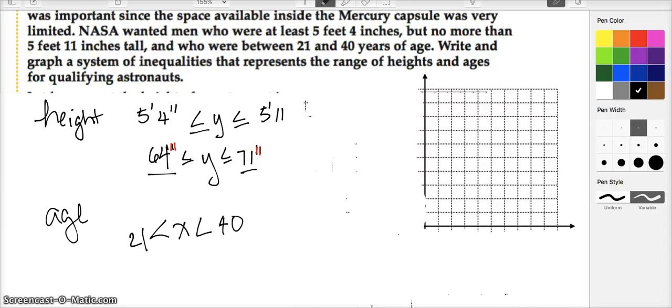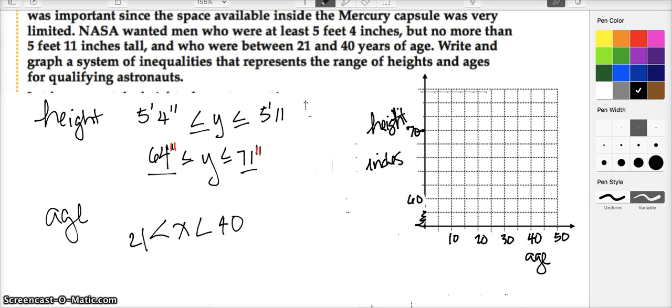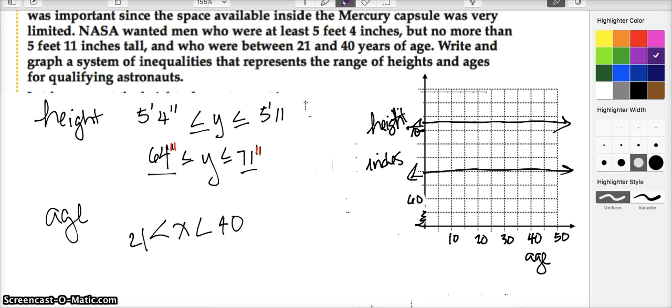So let's let this axis be y. And so I'm going to just do that. And we know that means I'm not exactly starting from 0. Let's start at 60. And similar to the last problem where we had to graph y being between -3 and +3, here y is between 64, so this is 60, 62, 64, and 71, which would be right about here. And I'd shade everything in between this way. And that's our height equation portion.